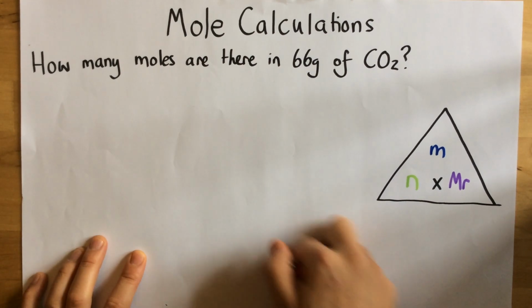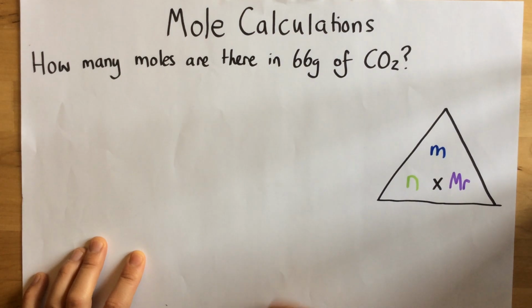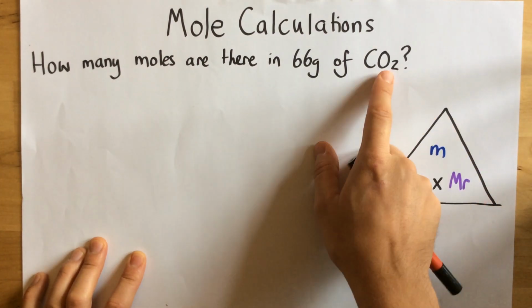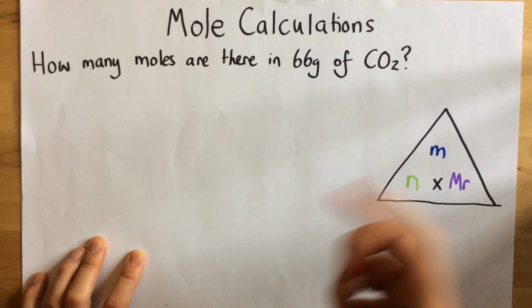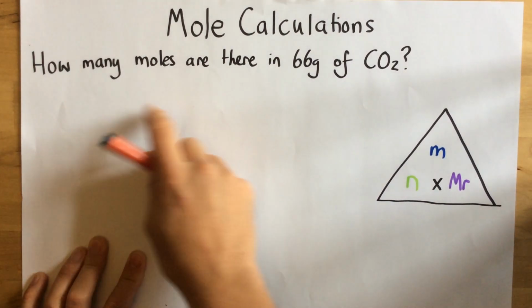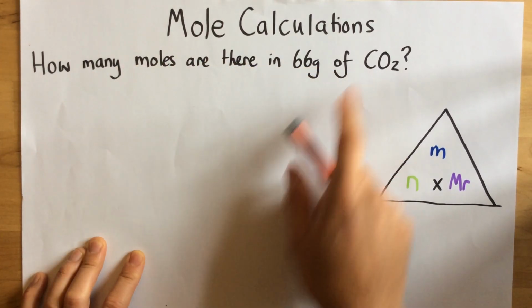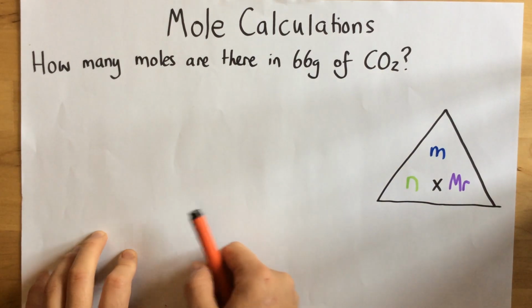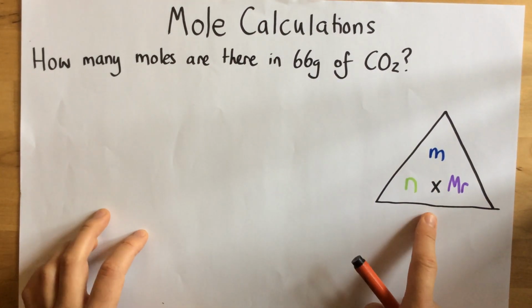Okay, today I'm going to talk to you about mole calculations. We're going to have a look at how to find the number of moles in a particular substance, and we're going to have a look at mole calculations when we're talking about solutions. So we might get a question like this: how many moles are there in 66 grams of carbon dioxide, CO2? Whenever we have a question like this, we can use this equation triangle right here.